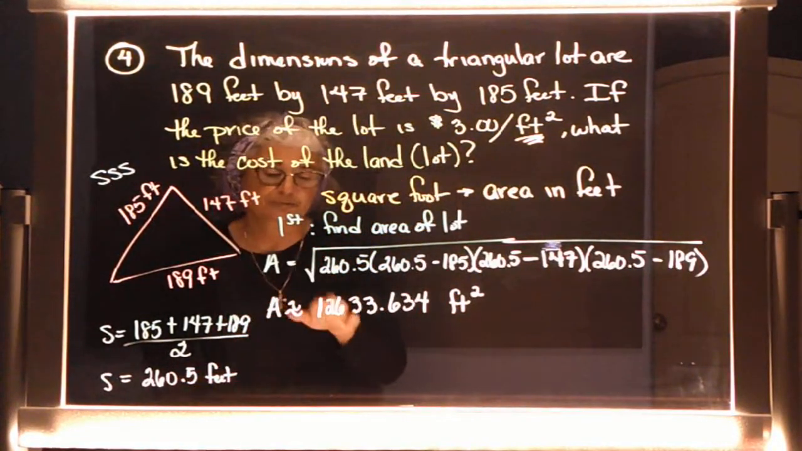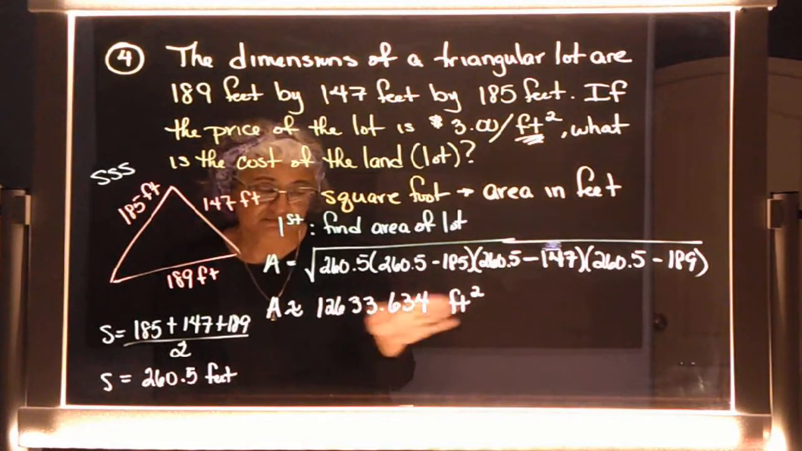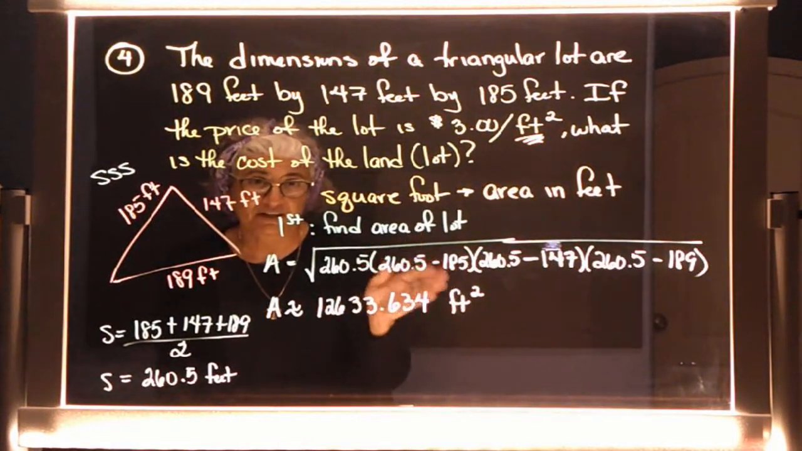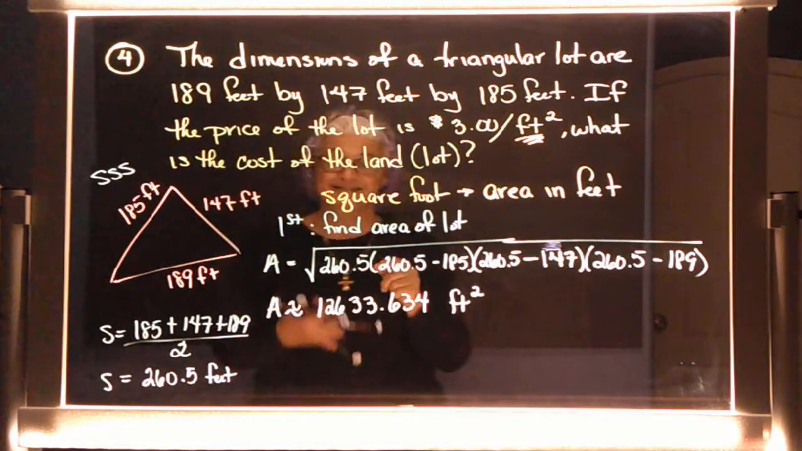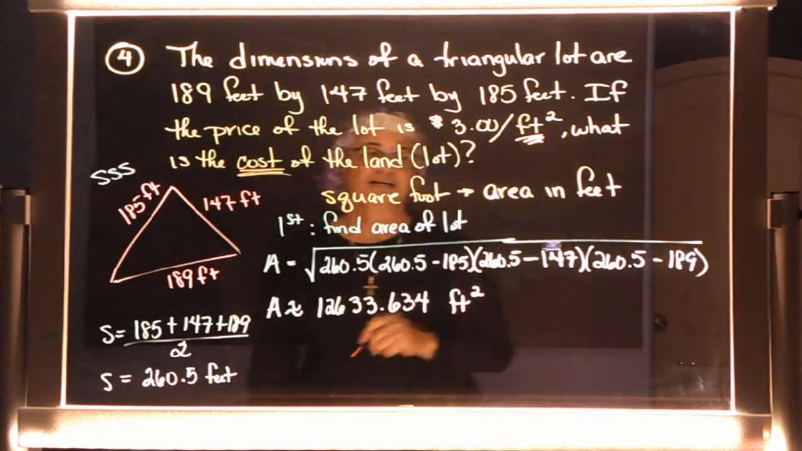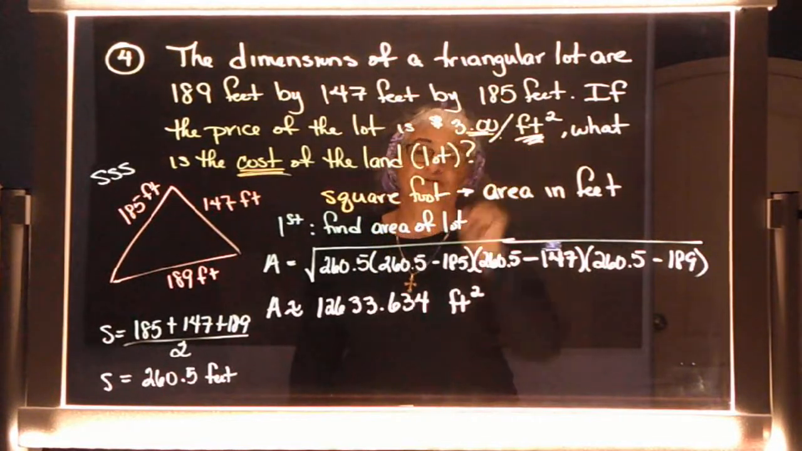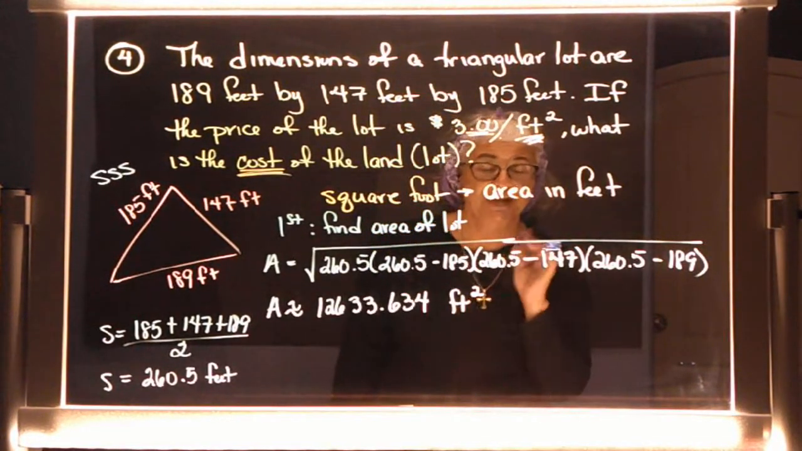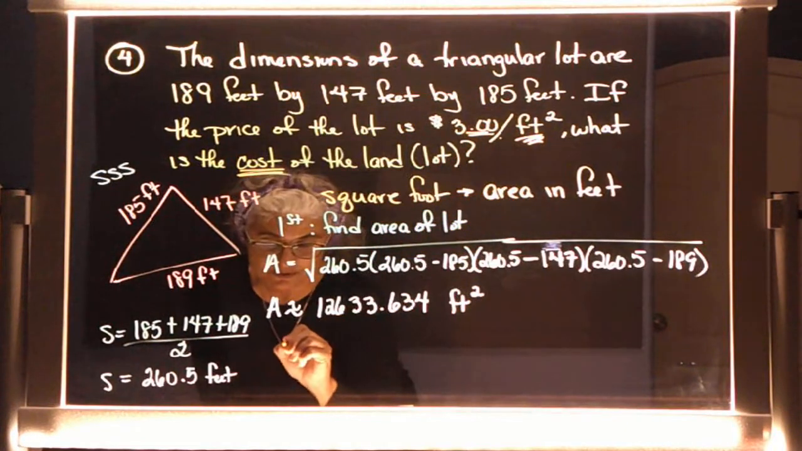So the lot is approximately 12,633 and this many square feet, right? Okay, but that's the area. I still need to find the cost of the land. If I know the cost of the land is $3 per square foot, then what do you think you're going to do to actually find the cost of the land? Excellent. I heard some of you.